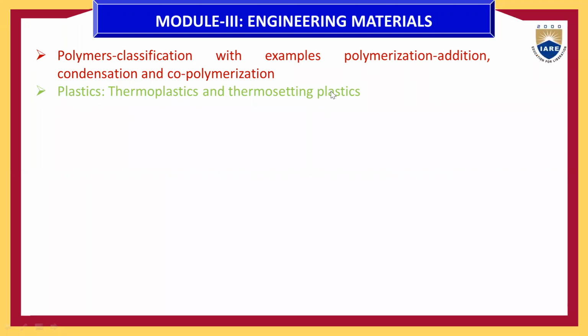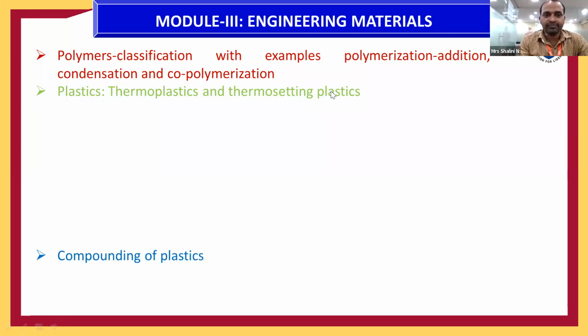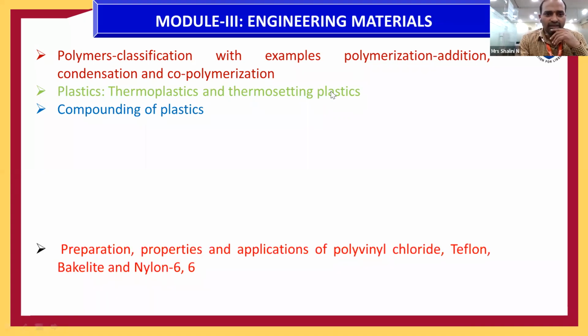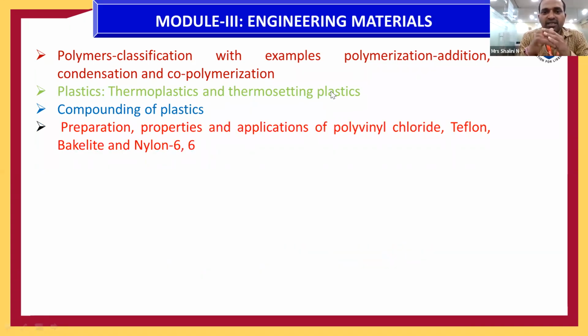Next, in module 3, the engineering materials, the main topics are polymers and classification of polymerization, that is addition polymerization, condensation polymerization, copolymerization. Next is plastics. What are plastics? What are the uses and applications of plastics and how are they classified? Plastics are classified in two types: thermoplastics and thermosetting. Next is the compounding of plastics. Compounding of plastics means we are adding additives in the molding process. Then the plastic shows its properties. Next, a very important question: preparation, properties and applications of polyvinyl chloride, Teflon, bakelite, and nylon 66.